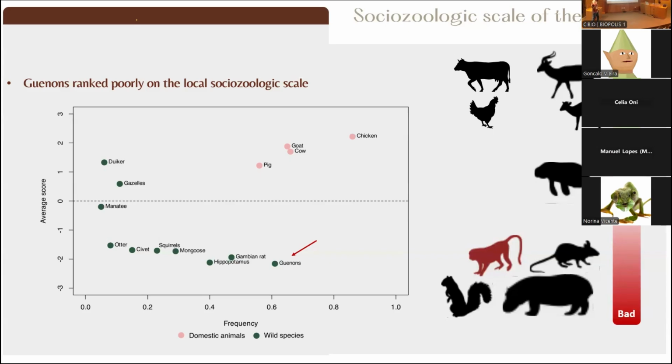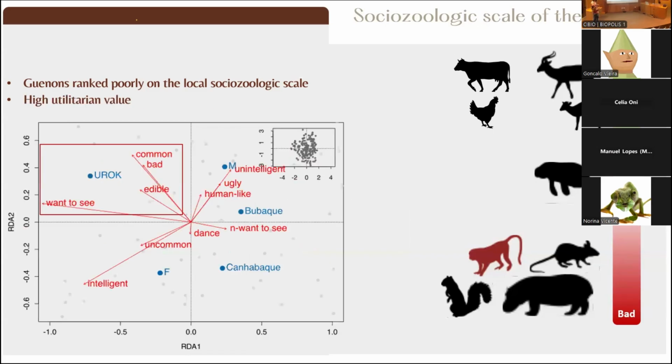So we then took this and said, okay, let's look into whether there is any pattern between what kinds of people consider the guenons bad or not, and what kind of traits are associated with the notion of bad. And this is where we explored this questionnaire data using multivariate analysis. And this is for the guenons specifically.